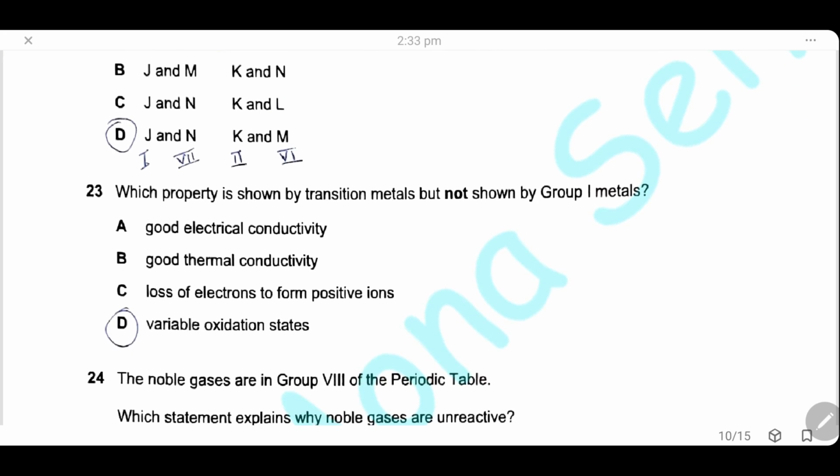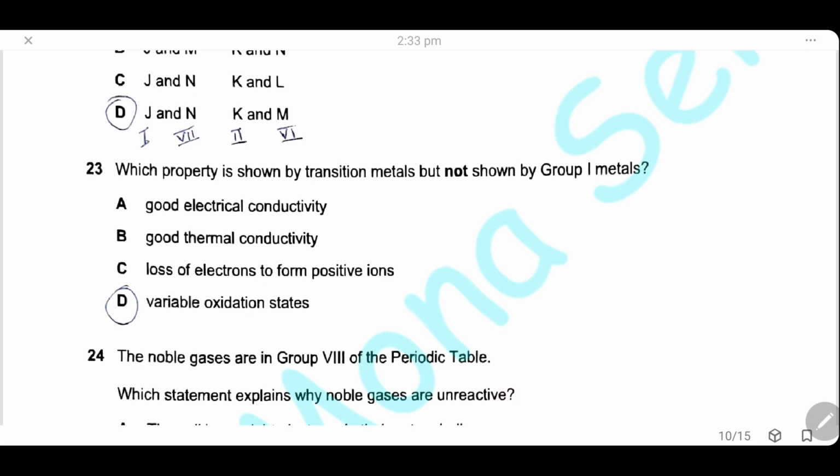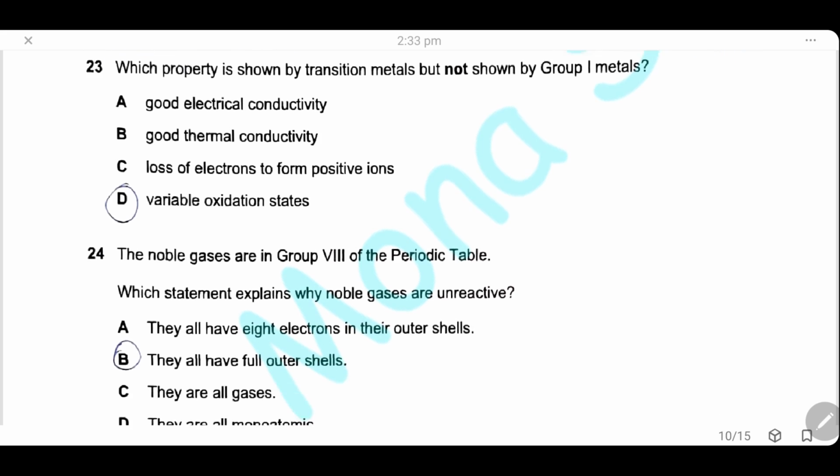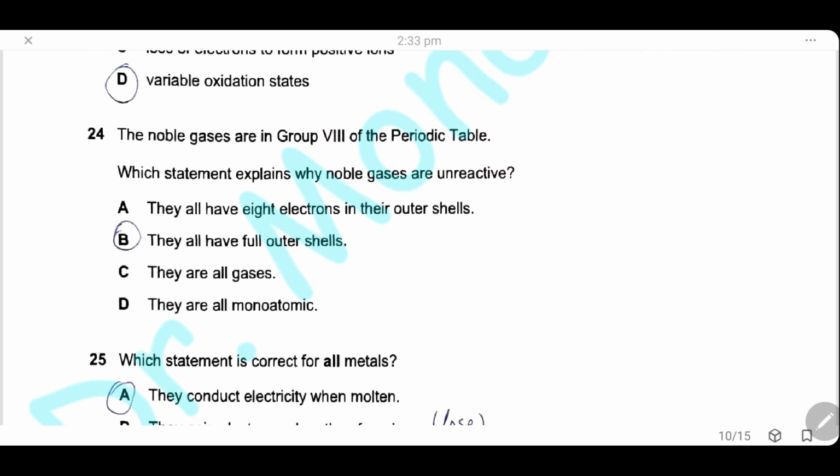Question 23. Which property is shown by transition metals but not shown by group 1 metals? Transition metals have variable oxidation states, and that is not shown, of course, by group 1. Group 1 only has one oxidation state, which is +1. Question 24. The noble gases are in group 8 of the periodic table. Which statement explains why noble gases are unreactive? They are unreactive because they all have a full outer shell of electrons.